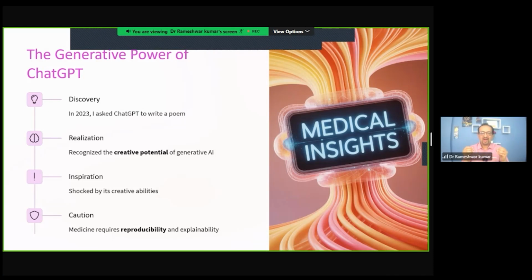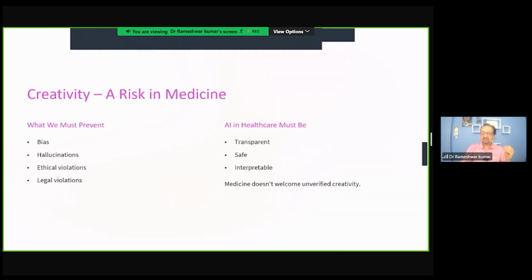Innovation is, I think, medical education is the killer of innovation, because we can't experiment with the patient. We have to go on the basis of so-called protocols and everything. But with AI, at the cost of creativity, we have to prevent biases, hallucinations, and ethical and legal challenges. The AI must be transparent, safe, and explainable.